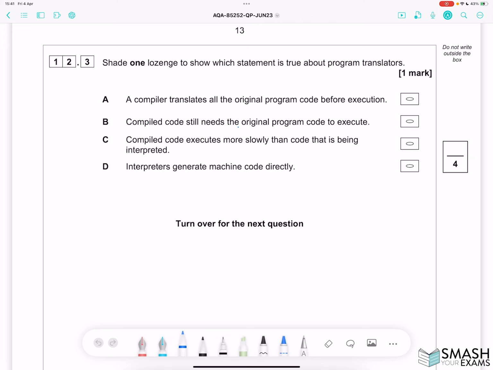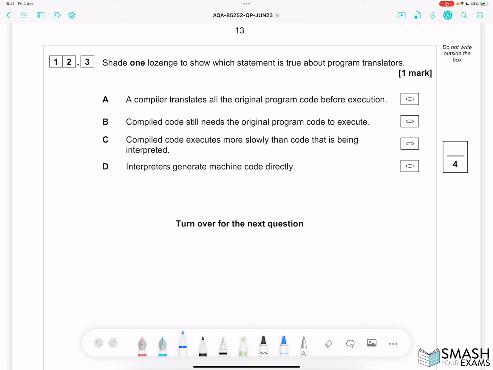Compiled code still needs the original program code to execute. No, that is not true. It gets compiled into an executable file. Compiled code executes more slowly than code being interpreted. Nope, that's not true. The interpreter takes a little bit longer. And interpreters generate machine code directly.